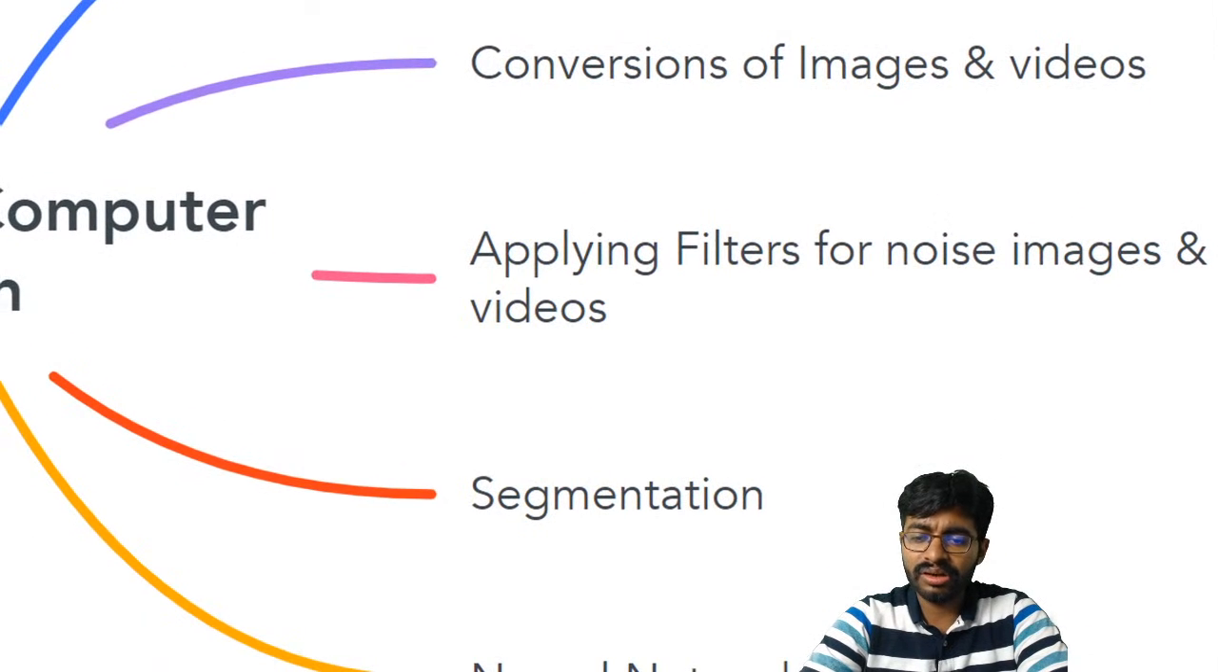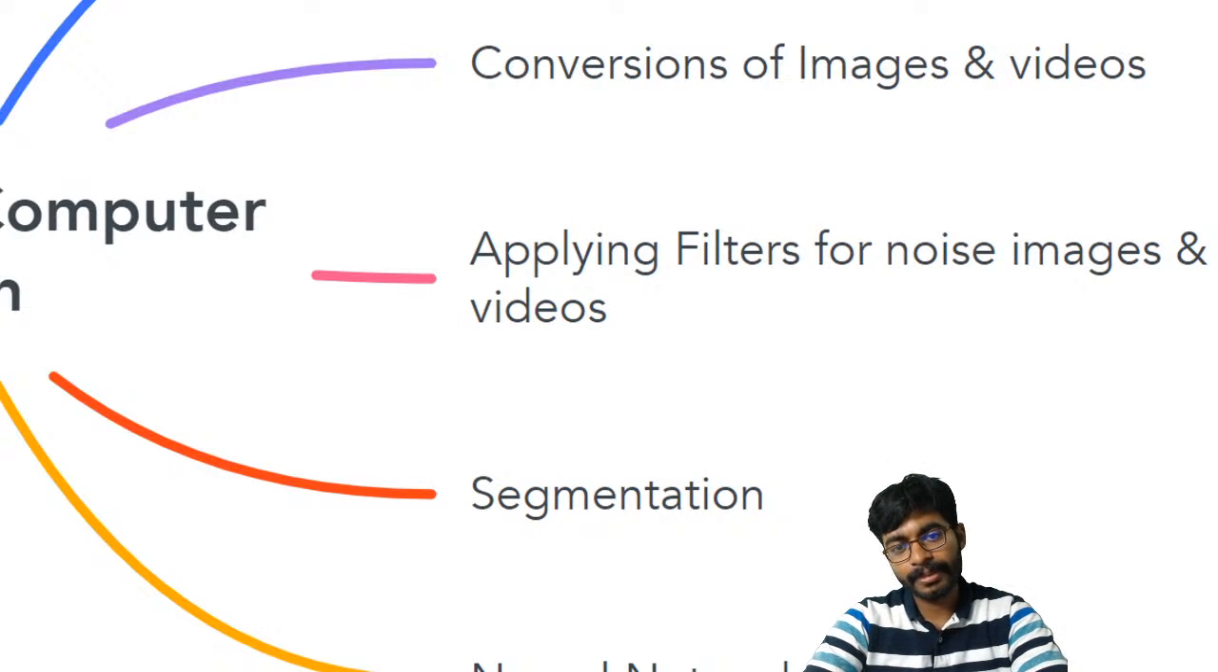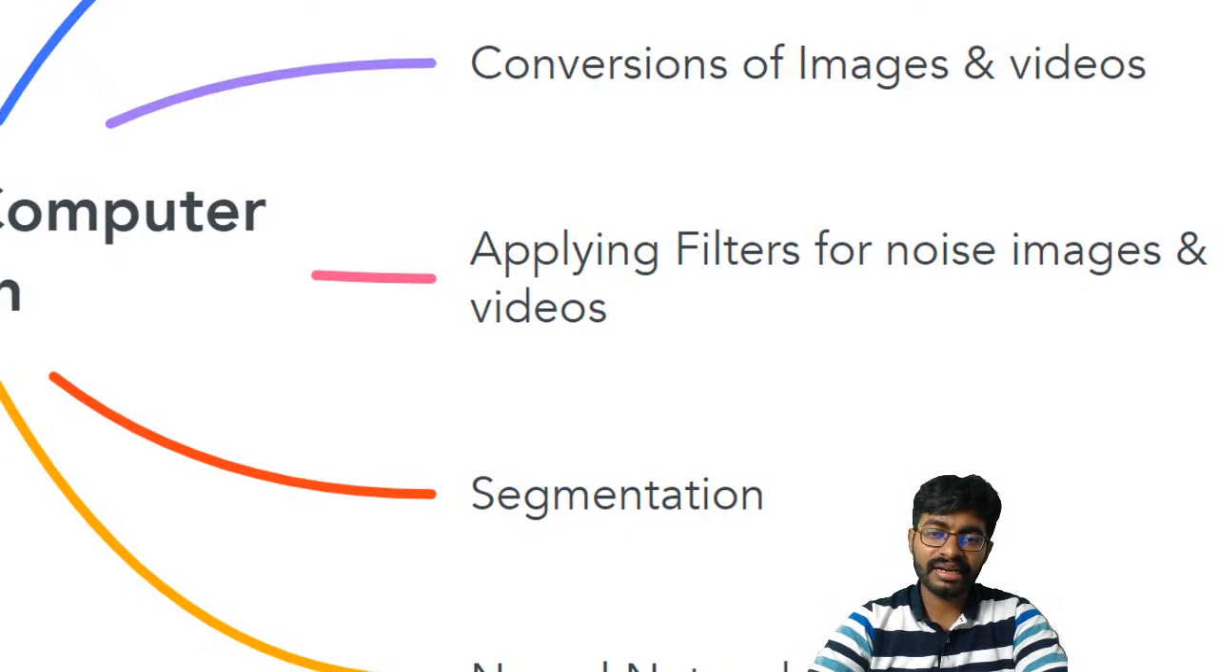Apply filters for noise, images and videos. If your image is completely blur, or if your image is completely not clear, then with the help of these kinds of image processing techniques or video processing techniques, with the help of the computer vision feature, we will be able to clear those kinds of noises. Unwanted signals or unwanted sections are called noise. So here the computer vision helps us in clearing out the unwanted noises inside the image.